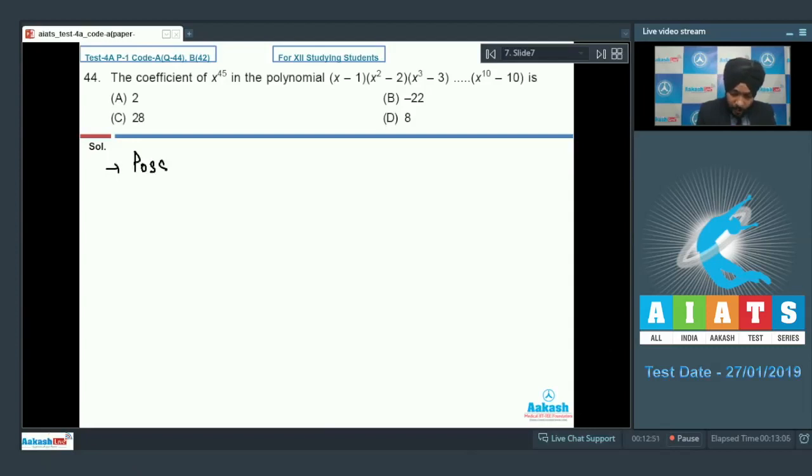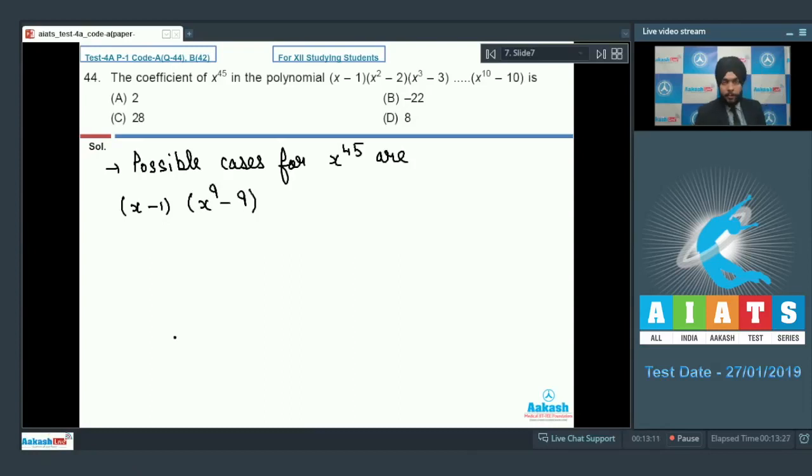The possible cases for x power 45 are, if we take x minus 1 and if we take x power 9 minus 9, the sum of powers of x in two cases is 10. For all the other 8 brackets, I will take x power 2, x power 3, x power 4, x power 5, x power 6, x power 7, x power 8 and x power 10. So they will give me x power 45. From these two terms, I am going to take the constant value, that is minus 1 into minus 9. So the answer will be plus 9.